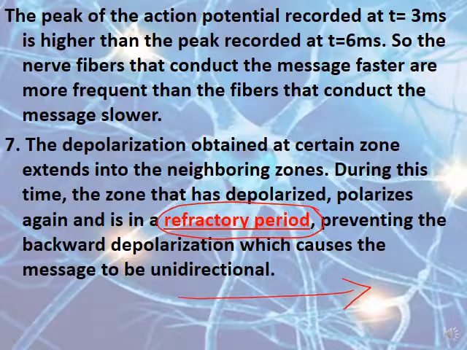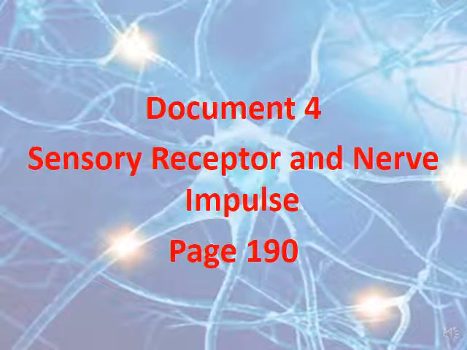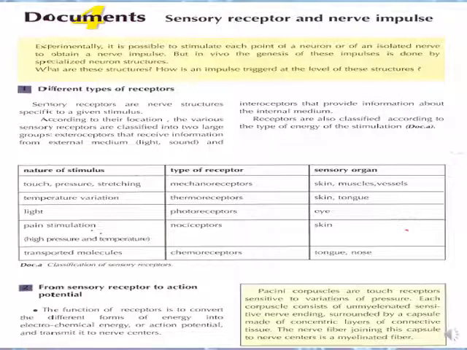Okay, so now let's move together to document 4. Document 4, sensory receptor and the nerve impulse, page 190. Experimentally, it's possible to stimulate each point of a neuron or of an isolated nerve to obtain a nerve impulse. But in vivo, the genesis of these impulses is done by specialized neuron structures. What are these structures? How is an impulse triggered at the level of these structures? So let's start together step by step.